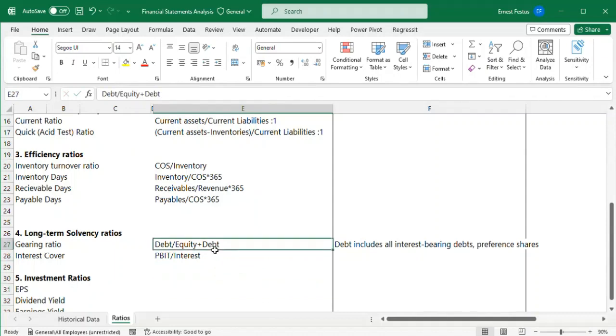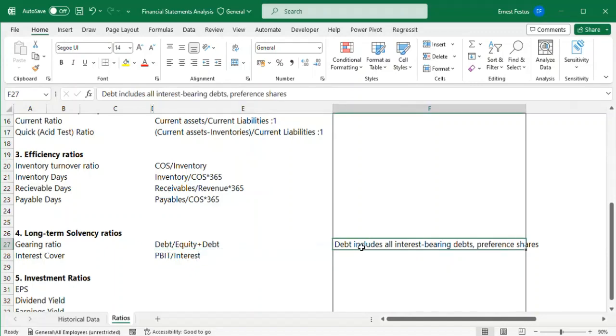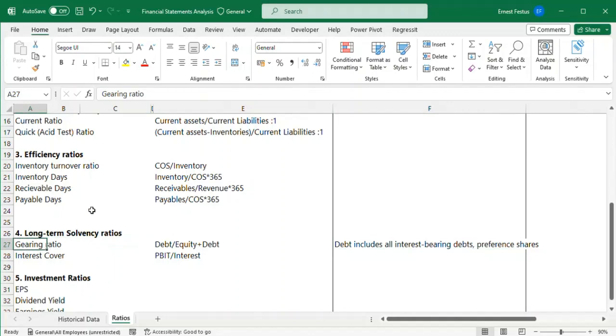Alright, so as I said, the formula is actually debt over equity, but you can also use debt over debt plus equity. The debt we are talking about is all interest bearing debt and preference shares, and that includes long term borrowings or long term loans. So that is our gearing. Now, what is gearing? It's also called leverage.